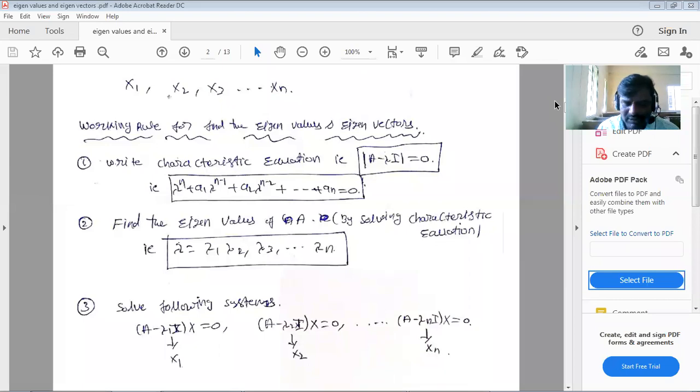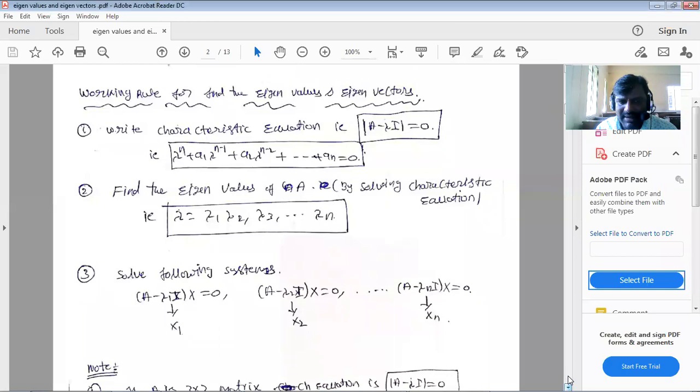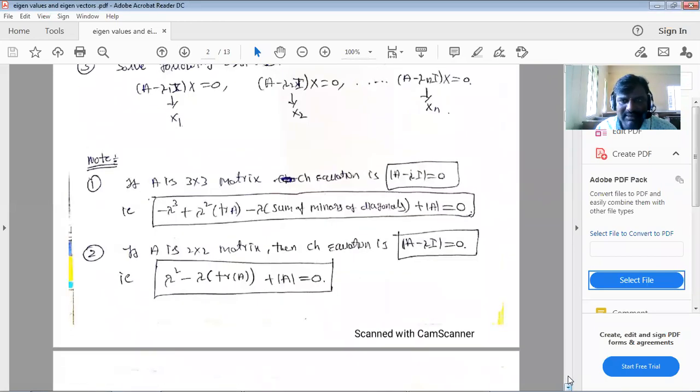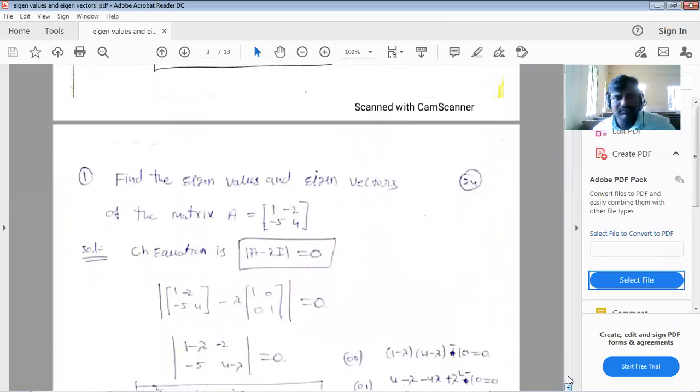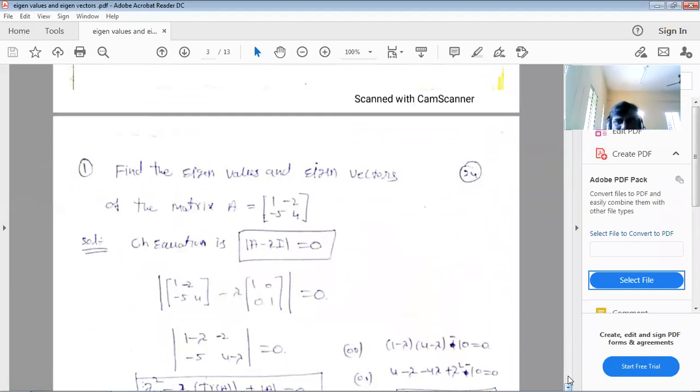Okay, now see. First, I will go to the 2 by 2 matrix. Then I will come back and apply the same theory to the 3 by 3 matrix. Now find the eigenvalues and eigenvectors of the matrix. A few more definitions are there in that, which I will discuss later. Find the eigenvalues and eigenvectors of the given matrix A.